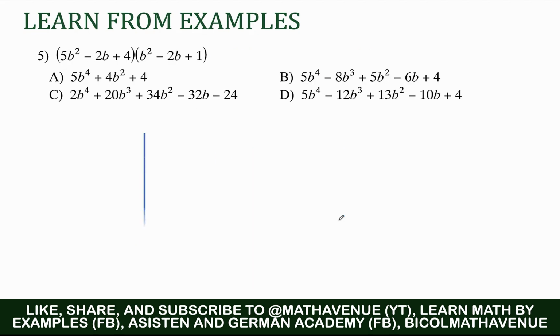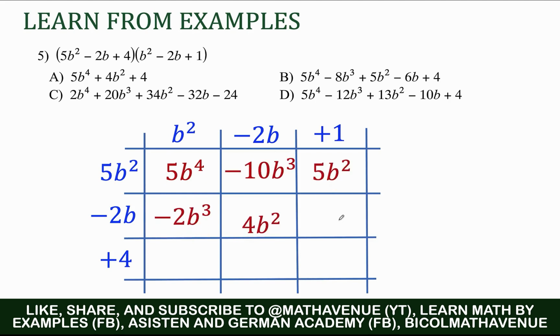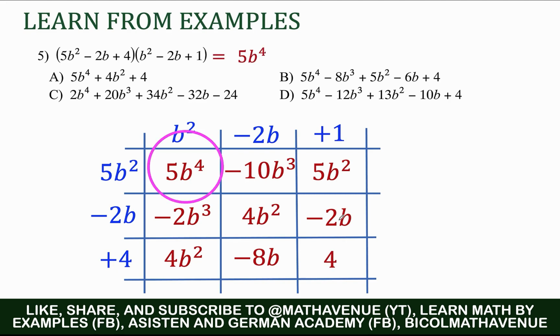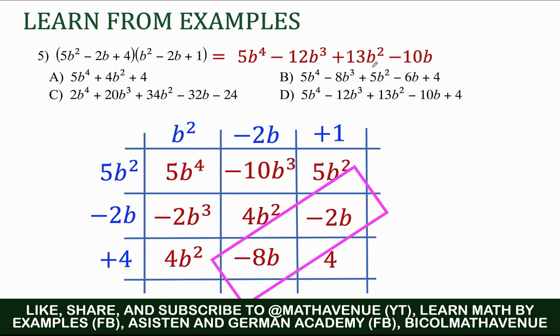Next, we have here a trinomial times another trinomial. So the same procedure. Multiply them pair by pair. And once you have these 9 partial products, look for like terms. So we copy 5b to the fourth. There's nothing like it. Usually diagonally, that's where you can find the like terms. Negative 2b cubed minus 10b cubed is negative 12b cubed. Here, there are 3 like terms: 4b squared plus 4b squared plus 5b squared, that's equal to 13b squared. And then, minus 8b minus 2b is equal to minus 10b, and copy plus 4. That is now our final answer.